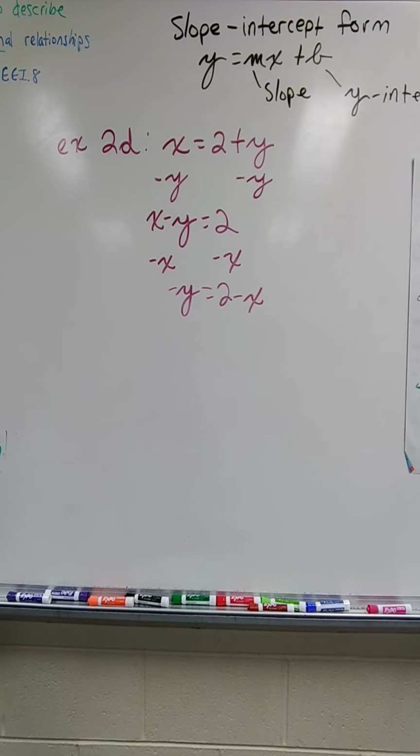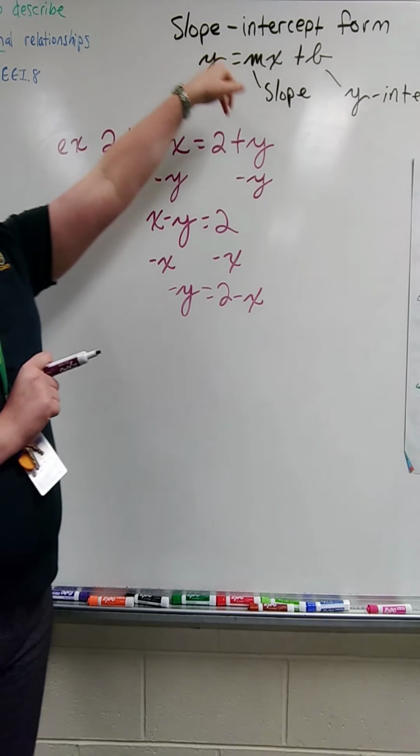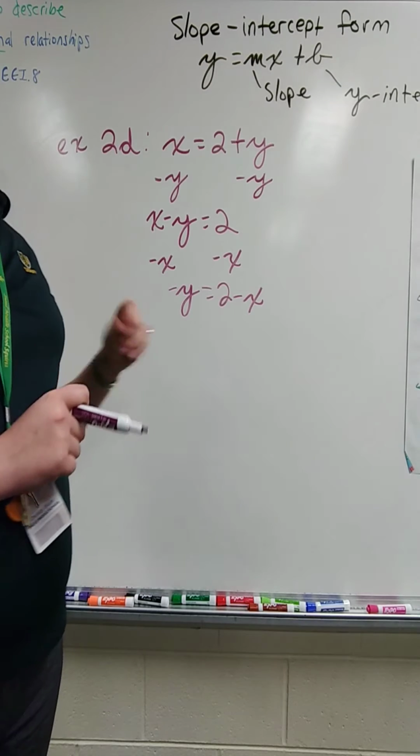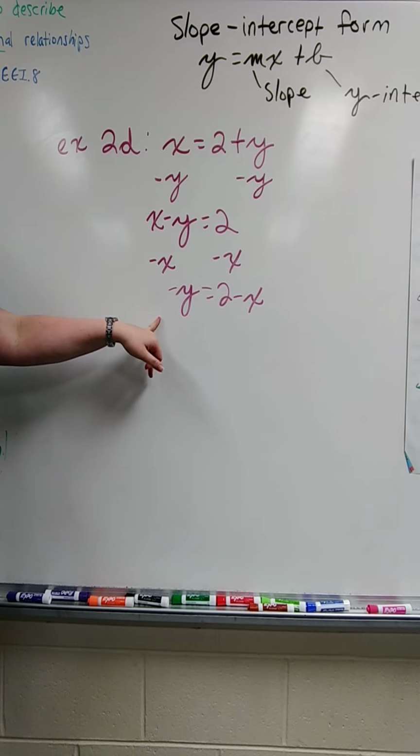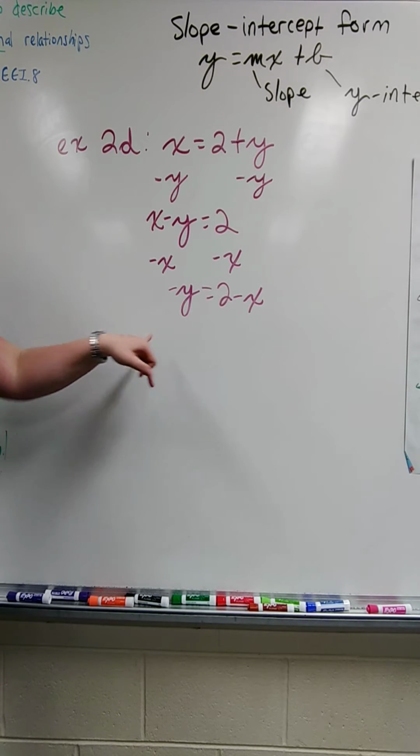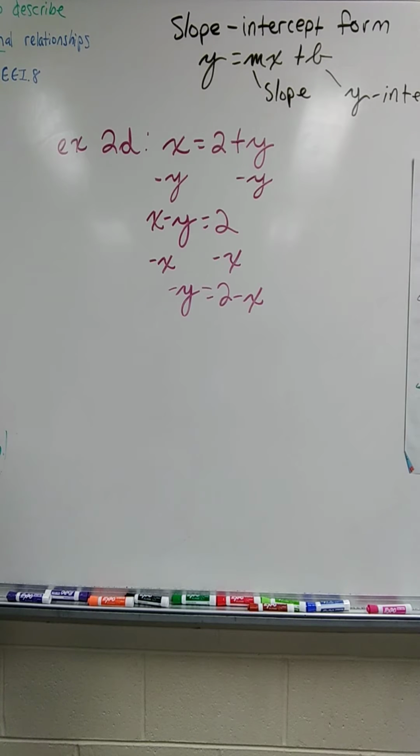Ooh, I don't like that. Why not? Because my format needs to be y equals mx plus b, not negative y. The format of slope-intercept form is y equals mx plus b, where m is my slope and b is my y-intercept. Can I have this y be negative? No. How would I get rid of a negative? Add the y back.